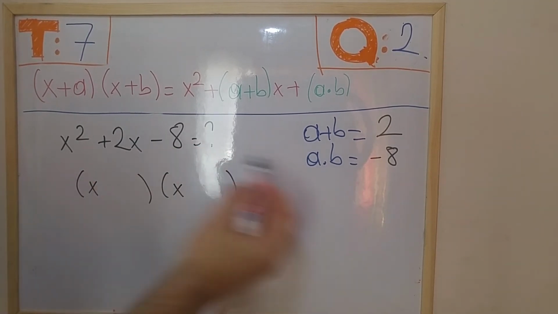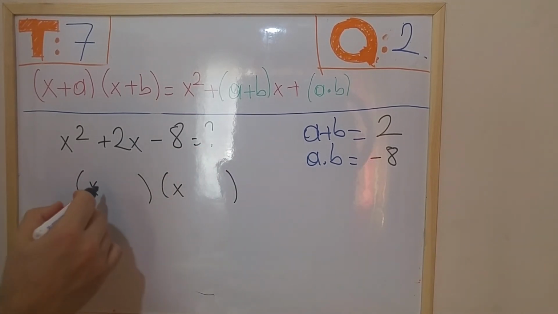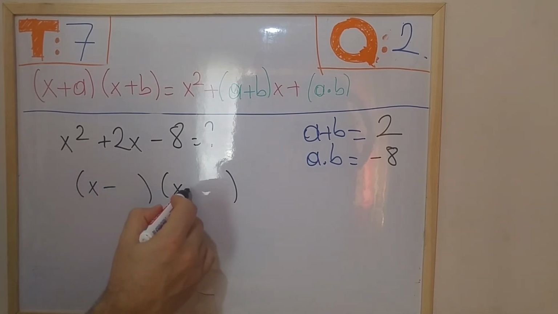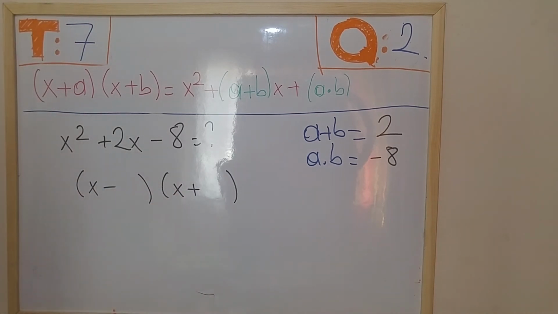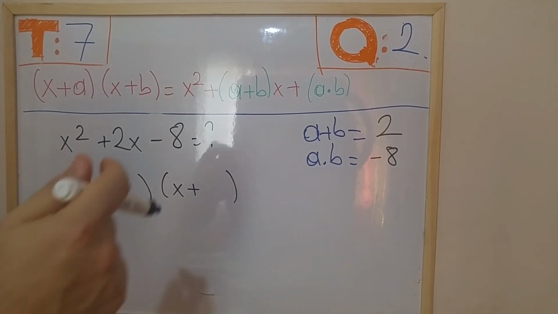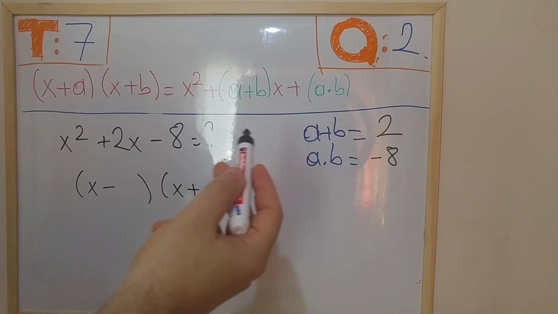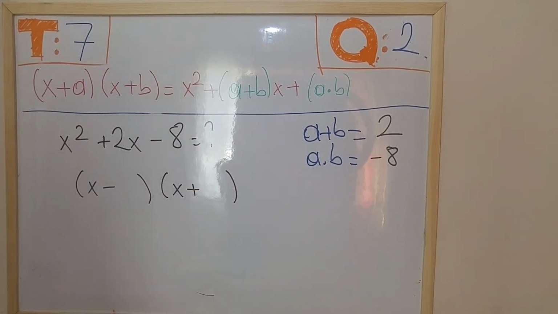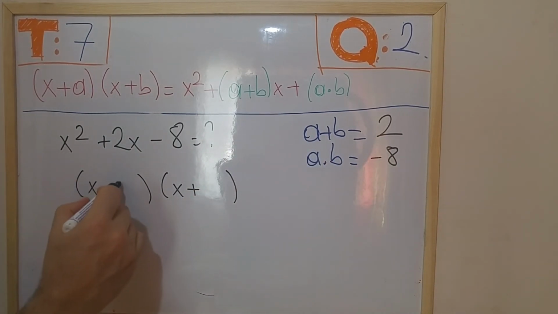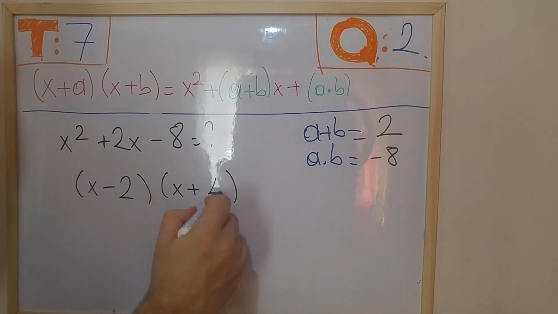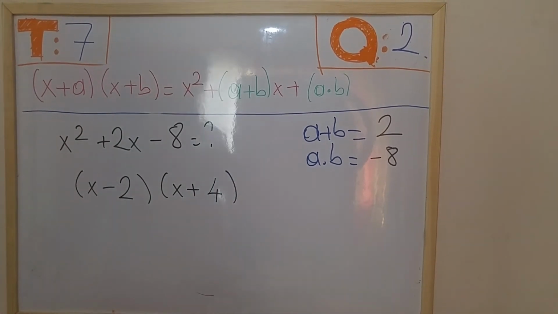one of these numbers must be negative in order to get a negative result. So one of them will be negative, the other one will be positive. And the greater one must be positive in order to get a positive sum here. Multiplication of 8 must come from 4 and 2. So 4 minus 2 is going to be equal to 2. So I can say that x minus 2, and x plus 4. That is the answer.